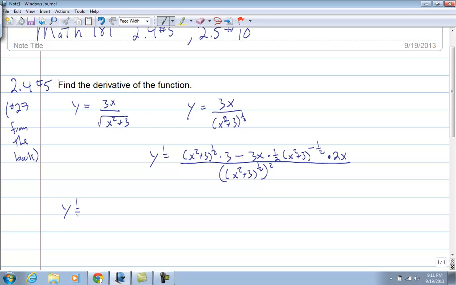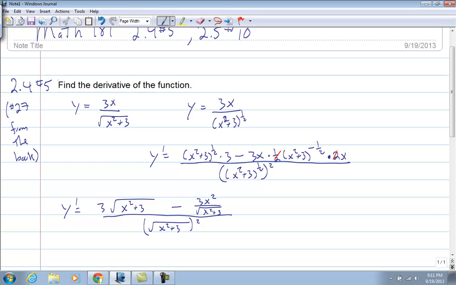So our y prime is going to be, I'm going to go back to square root symbols now, the square root of x squared plus 3, that's our (x squared plus 3) to the 1/2. I put the 3 in front. Minus, now notice I have a 2 here and then a 1/2, so those are going to divide out. And we have 3x times x is 3x squared over the square root of x squared plus 3, all over the square root of x squared plus 3, squared.